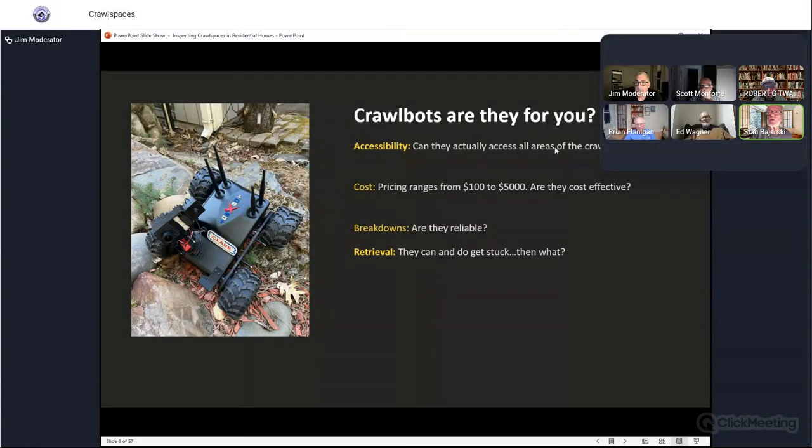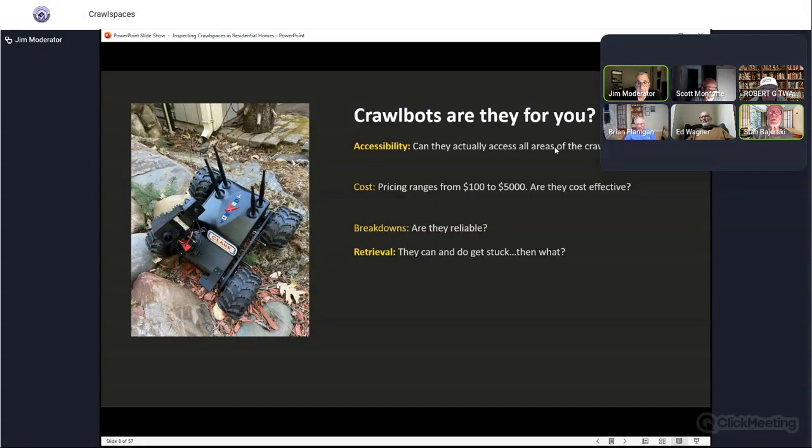So are they cost effective? Is that something you would want to spend? I guess if you were getting in a lot of crawl spaces, yes. Oh, here, I'm going to say that I wouldn't spend any kind of money on a crawl box.